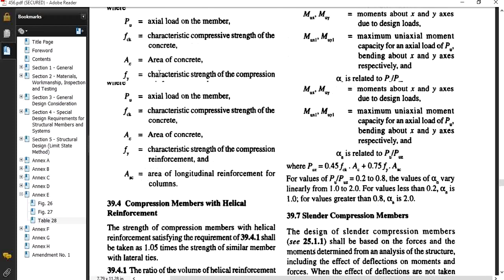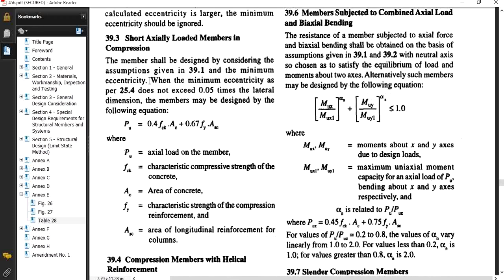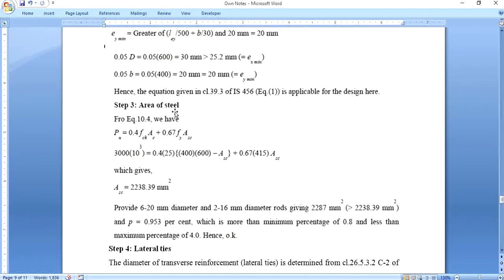So you can see over here, when the minimum eccentricity as per 25.4 does not exceed 0.05 times the lateral dimension, the member may be designed by the following equation. So this equation is only applicable when this condition is satisfied. That is what we have checked here. This condition is satisfied, that is why that particular equation is applicable.